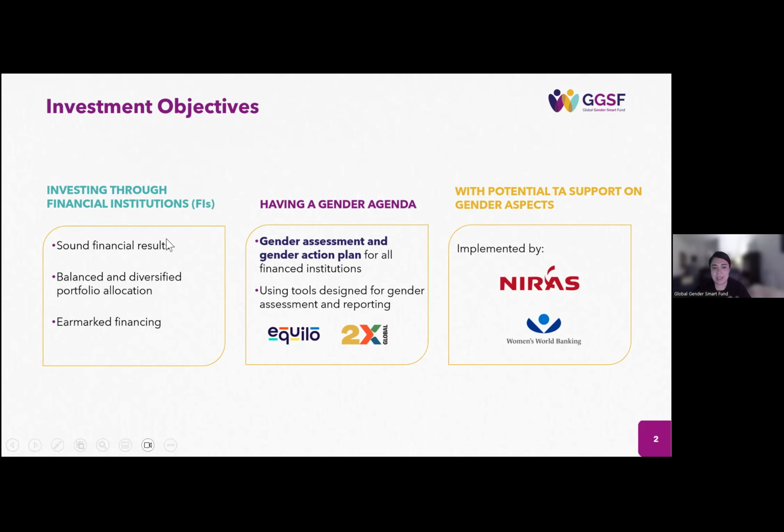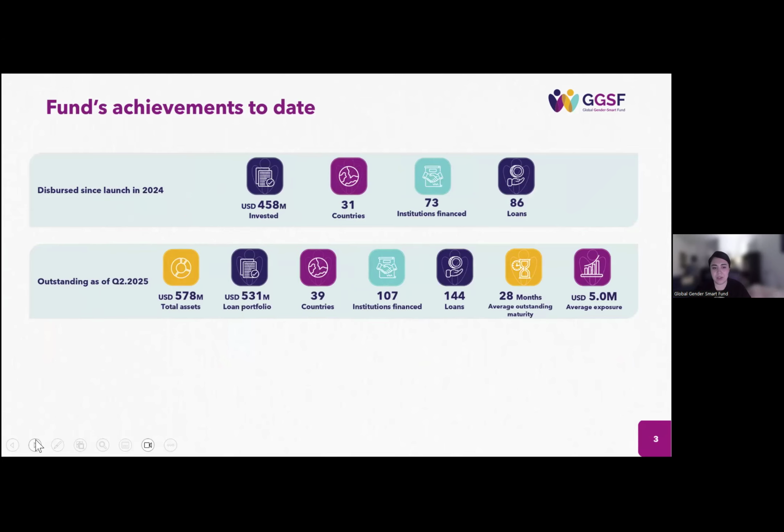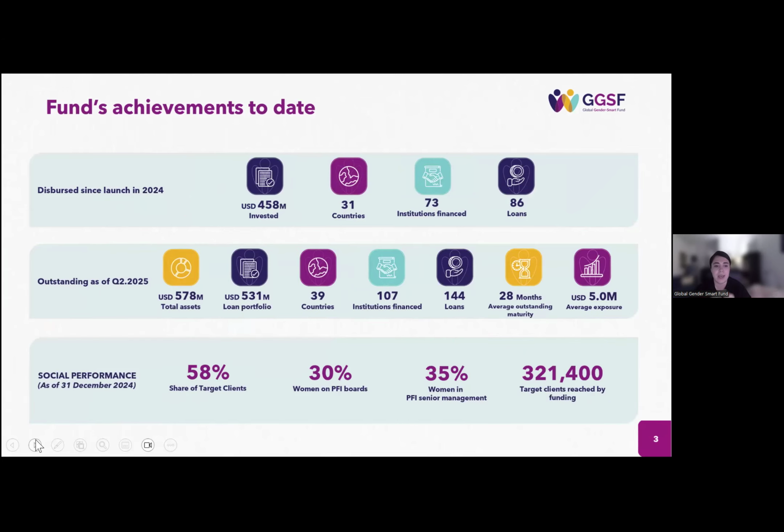So the way gender is integrated in the fund is that as part of the due diligence in that investment phase, we conduct gender assessment and of course develop afterwards gender action plans to then guide the gender work that the financial institutions will do. And of course this is supported by technical assistance. That is a consortium of two organizations that are NIRAS and Women World Banking. Next slide, please.